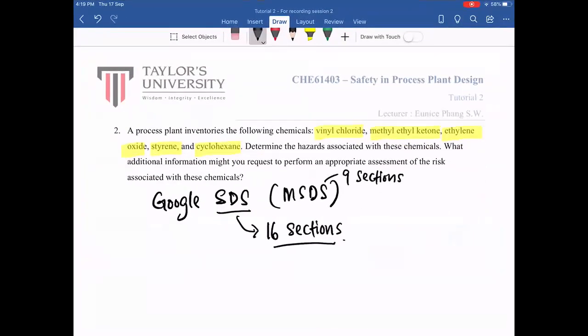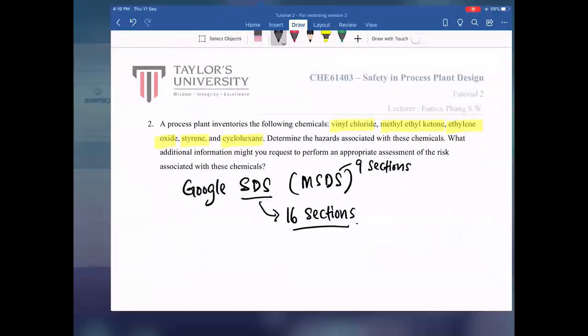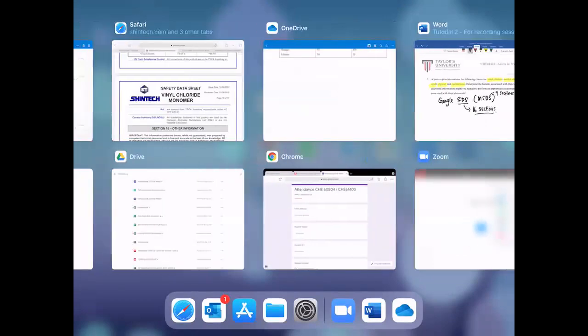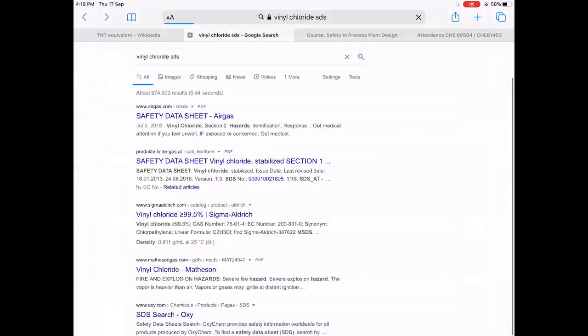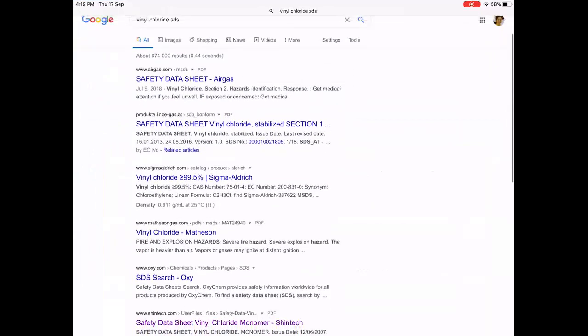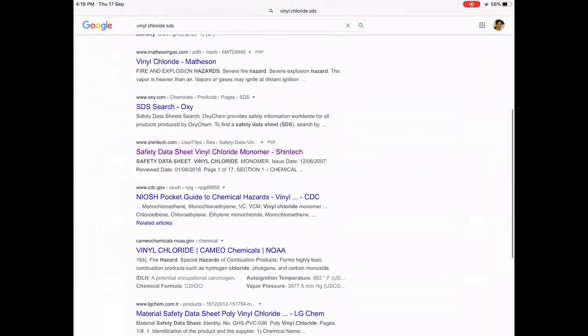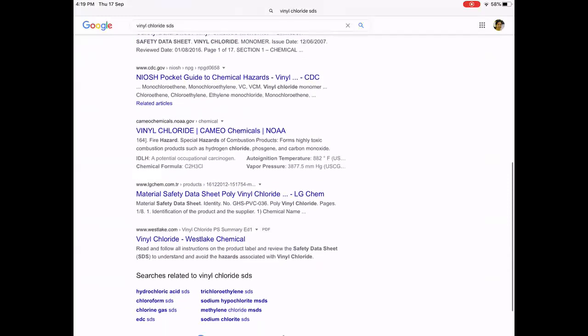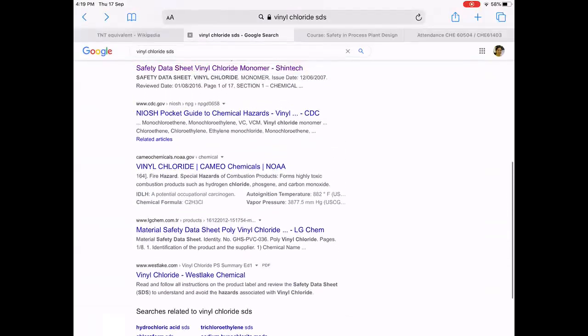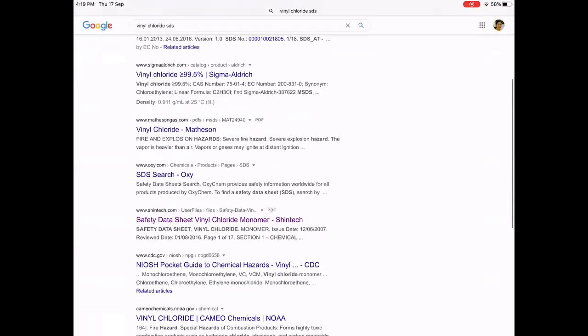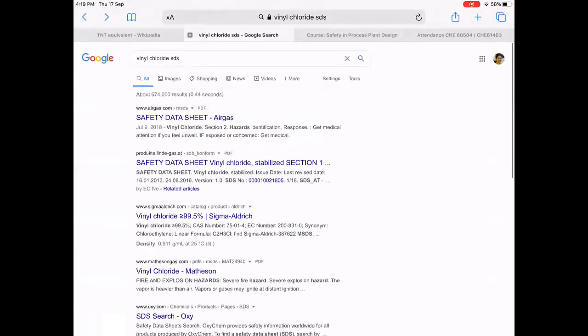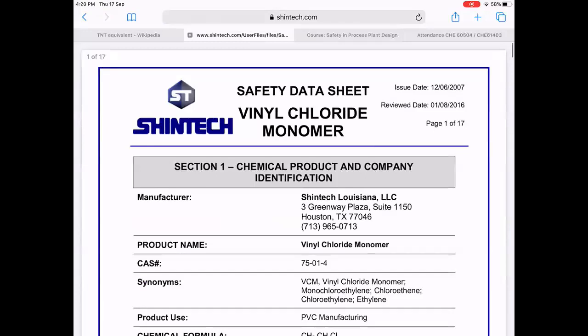Okay, so now let's try one of the elements. Maybe we shall go for vinyl chloride. Let's see, where's my Safari? So all you have to do is type in vinyl chloride SDS, and then you will see a list of all the SDS given. Okay, let's see which one we want to look at. Anything will do. Okay, we'll just take this.